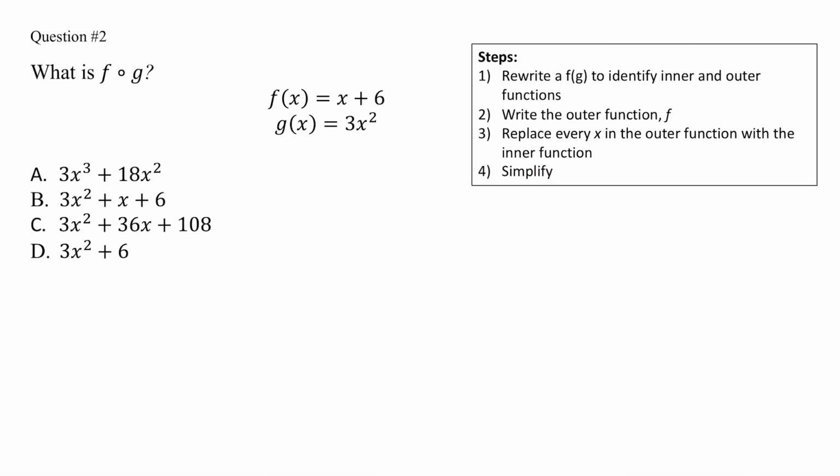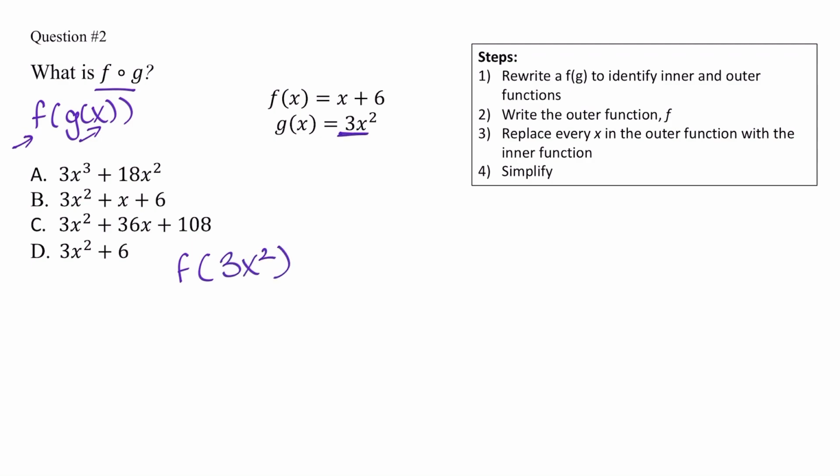So in this problem, it asks me to find what is f of g. So remember, whenever we see this kind of notation, it's easier to rewrite as f of g of x, because that's what we're trying to figure out. So f is going to be the outer function, and g of x is going to be the inner function. So this is basically like saying, what is f of g of x, which is 3x squared?